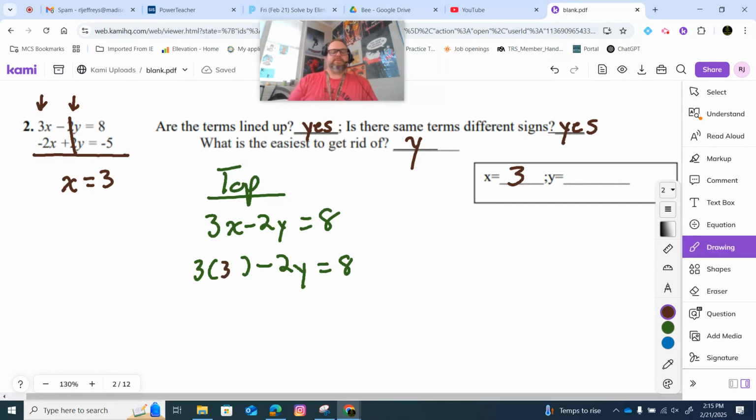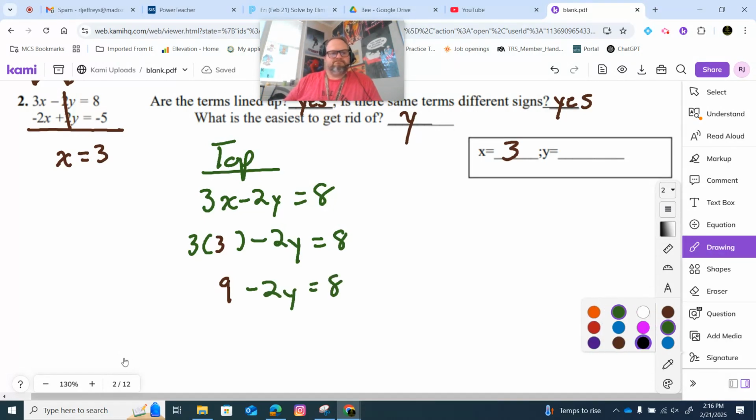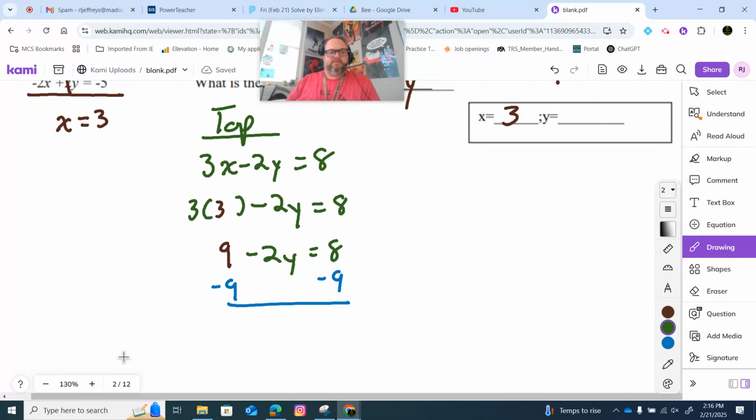So we plug this in. So 3 times 3 is 9. Minus 2y equals 8. Minus 9. Minus 9. So we have minus 2y equals negative 1. So when we divide, we're either going to have this or 1/2.